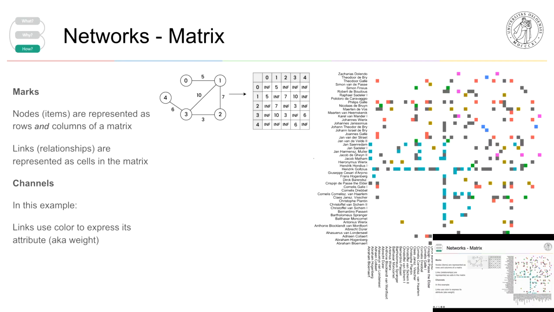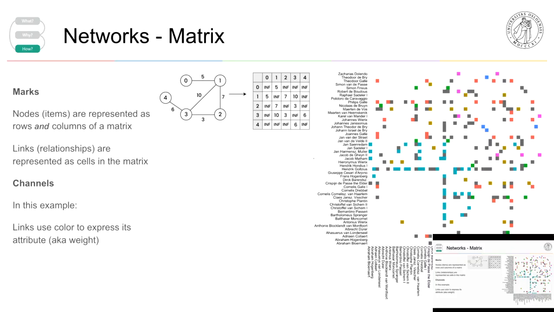So for instance, if we take a node link diagram here and express it as a matrix, we can see that we have these 5 nodes, 0, 1, 2, 3, and 4. These are drawn as rows and columns instead. And the links, so let's take this link as an example between 1 and 2, here you would put it as a value in this matrix instead.